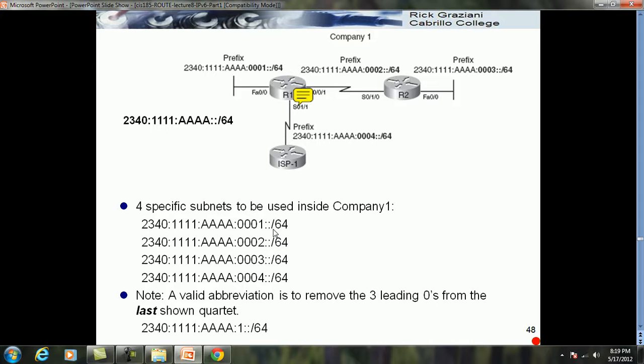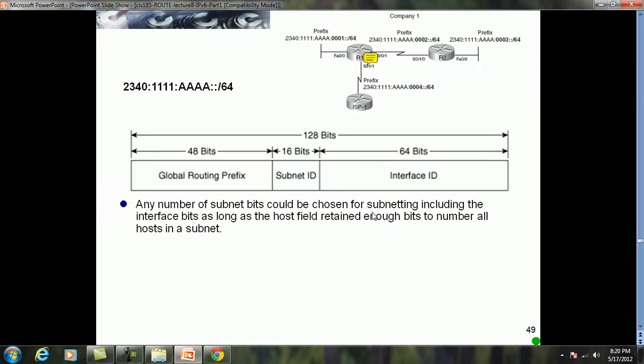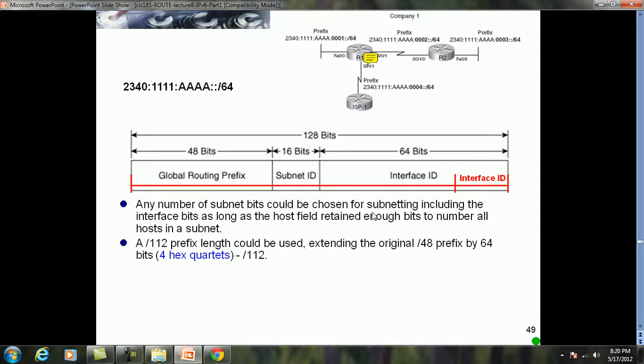Note, a valid abbreviation is to remove the three leading zeros from the last group. Remember, I can say it like this: AAA1, 4, 3, 2. Getting it? Okay. So now, any number of subnet bits could be chosen for subnetting, including the interface bits, as long as the host field retains enough bits to number all the hosts. So you can choose any value. I can take 1, 2, 3, anything. A /112 prefix length could be used. So instead of /64, I can make a /112 also, and the last part will be only the interface ID.